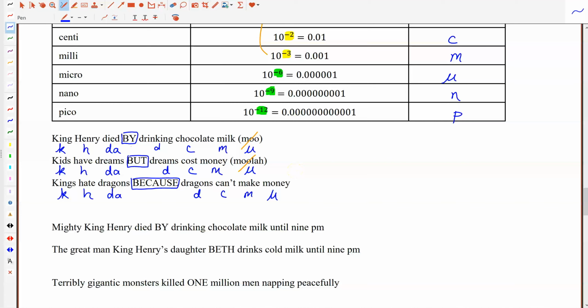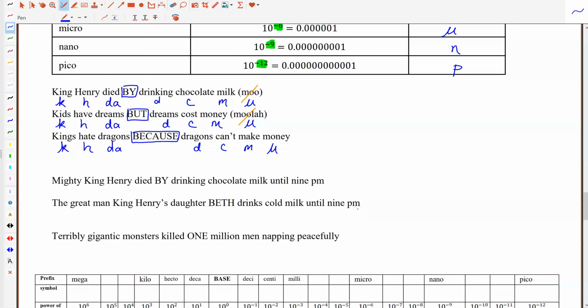Now, if you wanted to get into some of the larger units, you can expand these. So one of the expansions I've seen is Mighty King Henry died by drinking chocolate milk until 9 p.m. All right, so this one would expand out to mega, and then kilo, hecto, deca, base, deci, centi, milli, micro, nano, pico. So this one helps you remember those smaller units and then going all the way up to the large unit of mega.